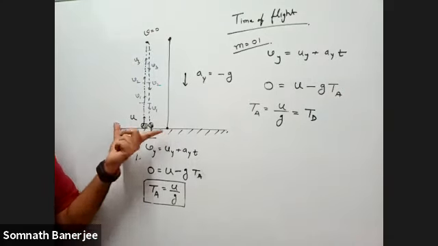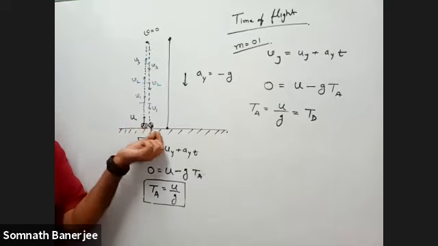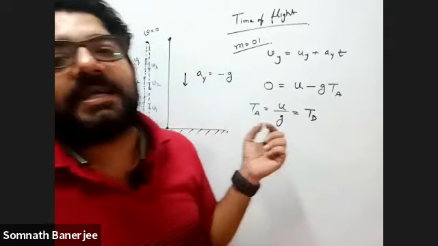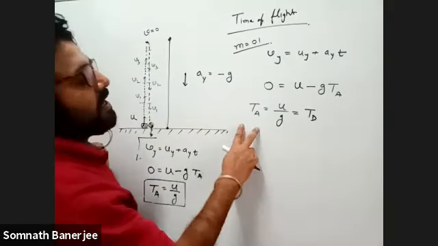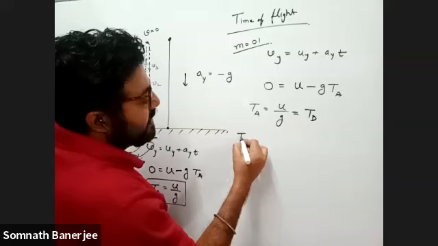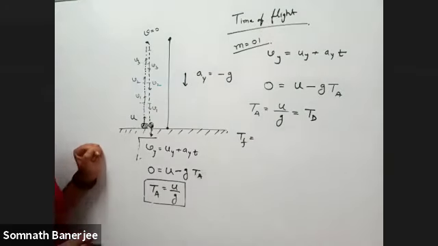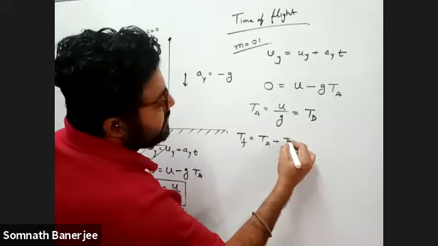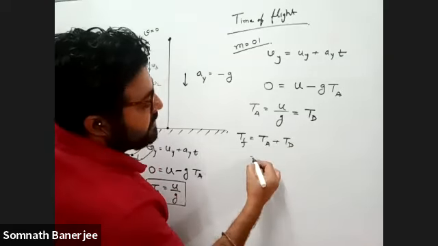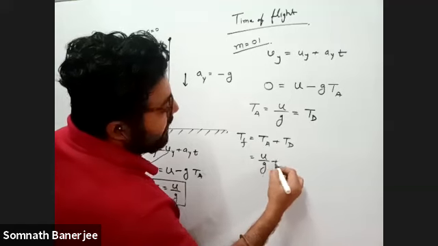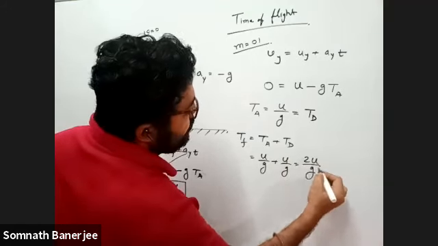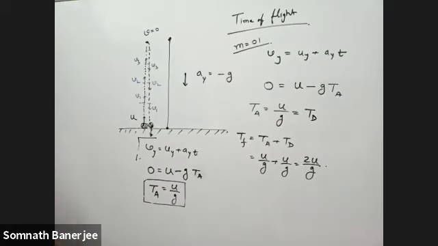तो यहाँ पे because you are starting, your initial and final points are at the same point, so time of ascent and time of descent are equal. So what you can say, time of flight, that is time of ascent plus time of descent, that is u by g plus u by g. So what you can write, 2u by g. That is your time of flight. This is the first process.